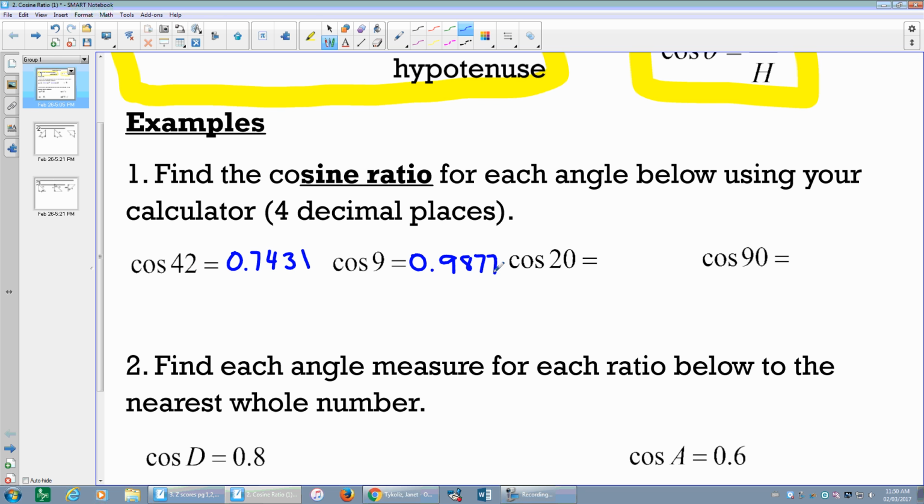I'll give you a second to put in the next two. The cosine of 20 you should have gotten was 0.939. It says 6, but again, because of rounding to 4 decimal places, that becomes 7. And the last one, when you put in cos 90, you should have gotten 0. So this is just plugging this in. Again, this is showing you that cos of any number is just giving you a number.